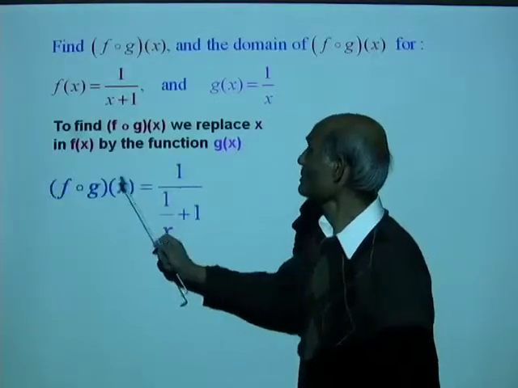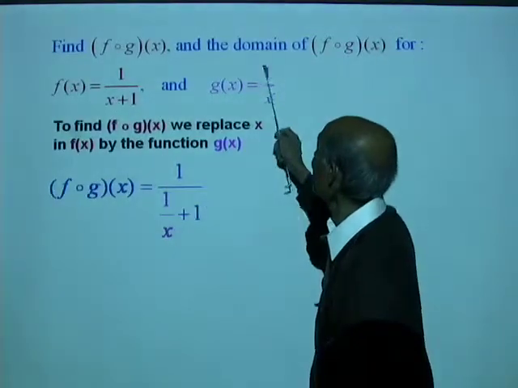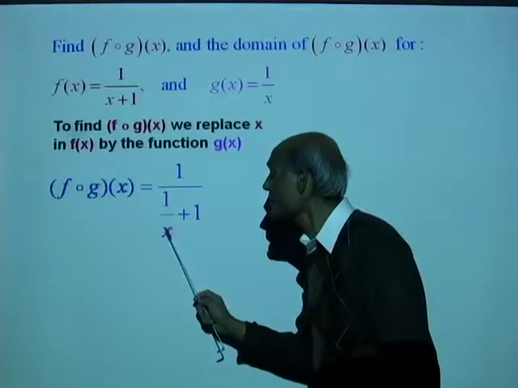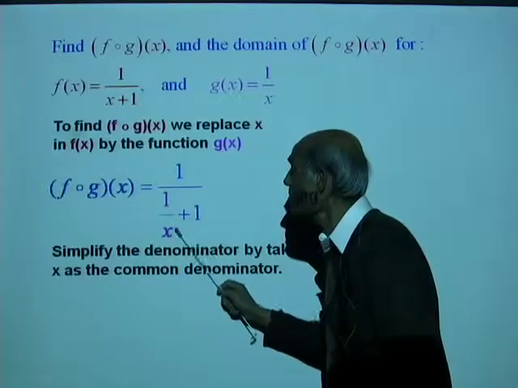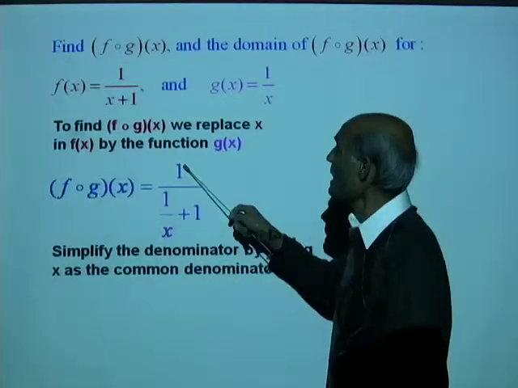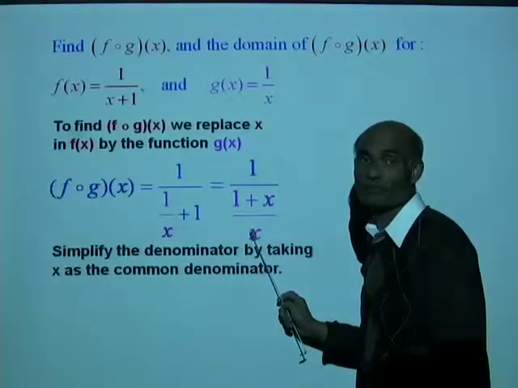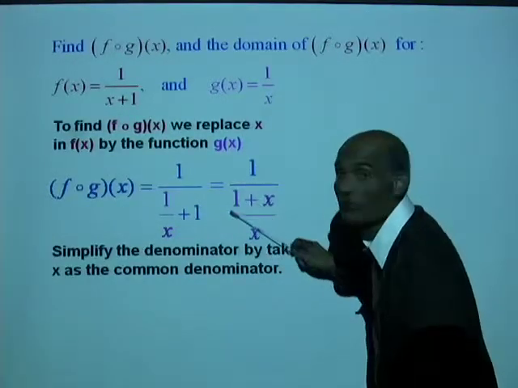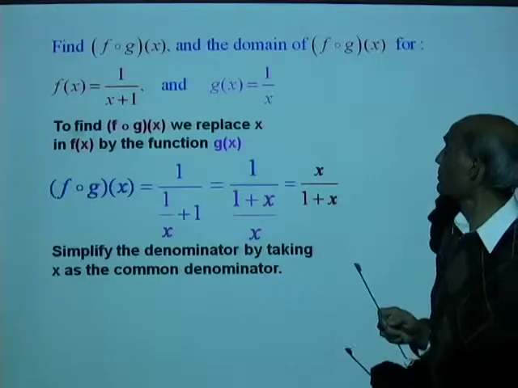That's right. So, look at the way I've done it. f of g of x is 1 over, in place of this x, I wrote 1 over x. And now, simplify this. In here, take x as the common denominator. When you take x as the common denominator, what will be the numerator here? It will be 1 plus x over x, and that will be the numerator. So that will be 1 over 1 plus x over x. That simplification is not difficult. And now, 1 over 1 plus x over x, what will happen to this x? It will go to the top. So that will be x over 1 plus x.